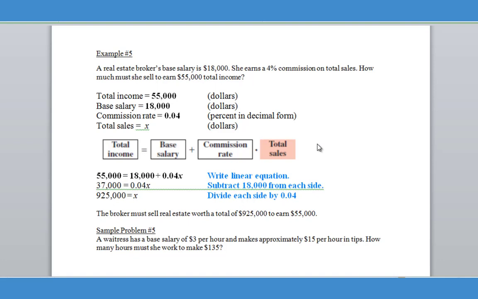And I can tell you from personal experience that $18,000 a year is not a lot of money. She earns a 4% commission on total sales. How much must she sell to earn a total of $55,000 total income per year?